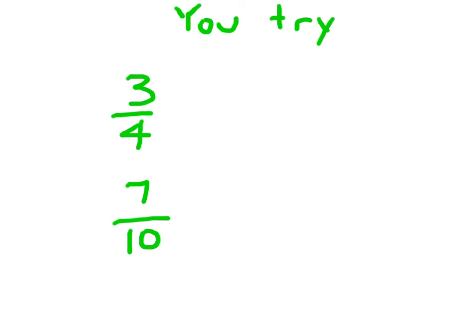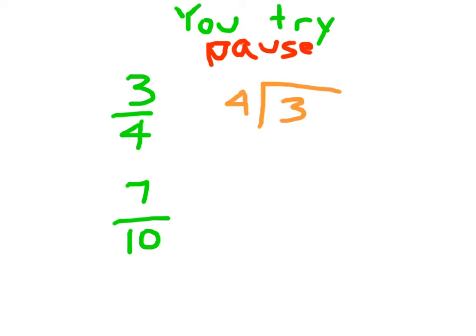Here are a few for you to try. Go ahead and use division for your approach. Hit pause. Use division for your approach. 3 divided by 4. There we've written 3 divided by 4. And here we write 7 divided by 10.